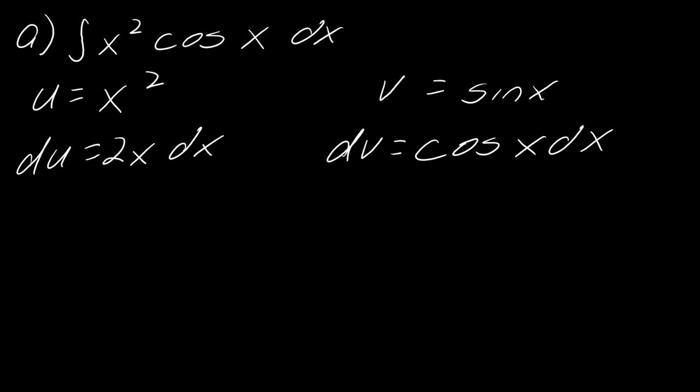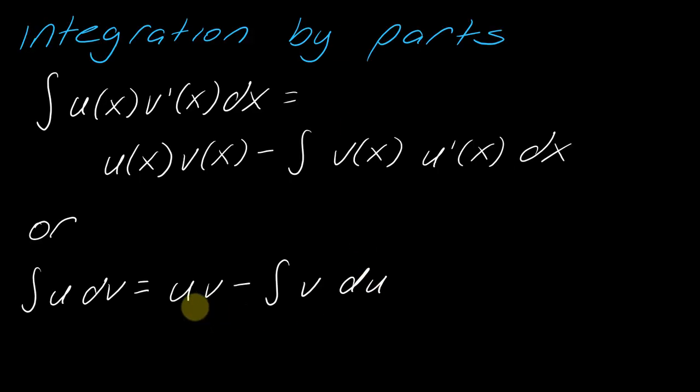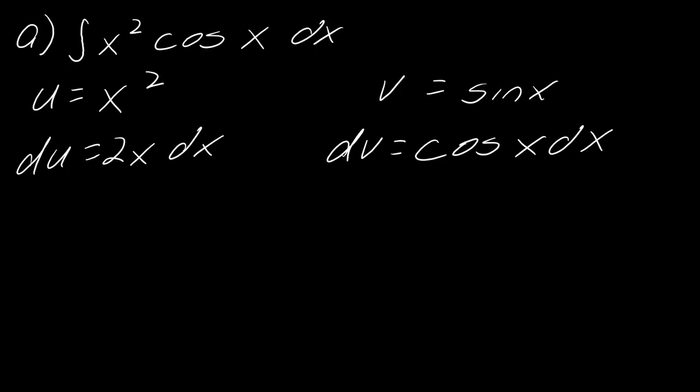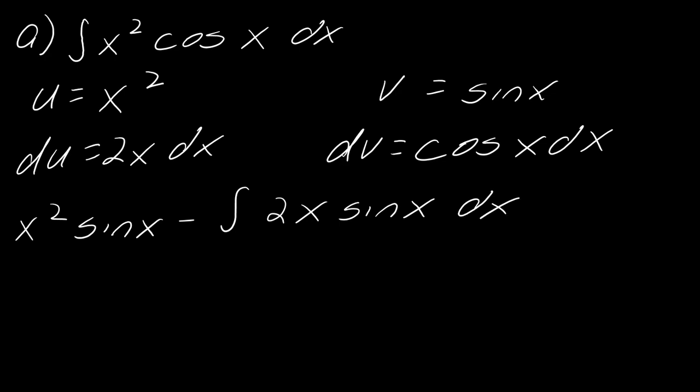Now I'm just going to use the formula. The integral of u dv is uv minus the integral of v du. Again, if you don't understand this, I strongly recommend you check out my lesson video. I really do break all that down. So I've got uv, which is x squared sine x, minus the integral of v du, so it's 2x sine x dx. Now I can't go any farther with this. I can't integrate this, so I have to use integration by parts again.